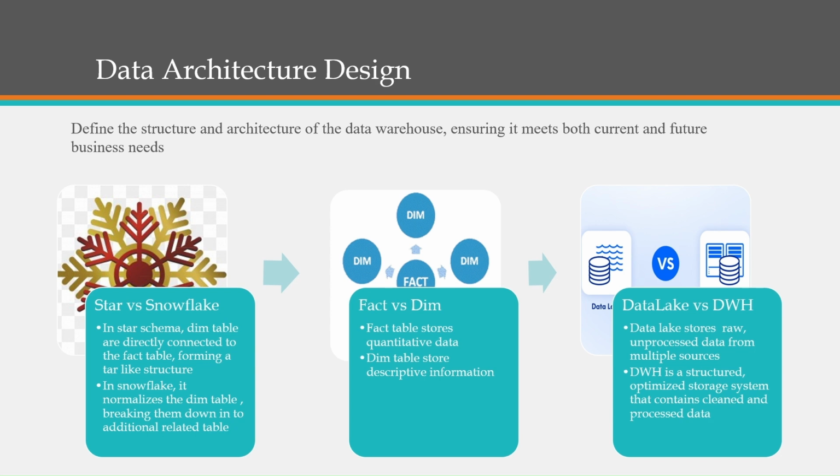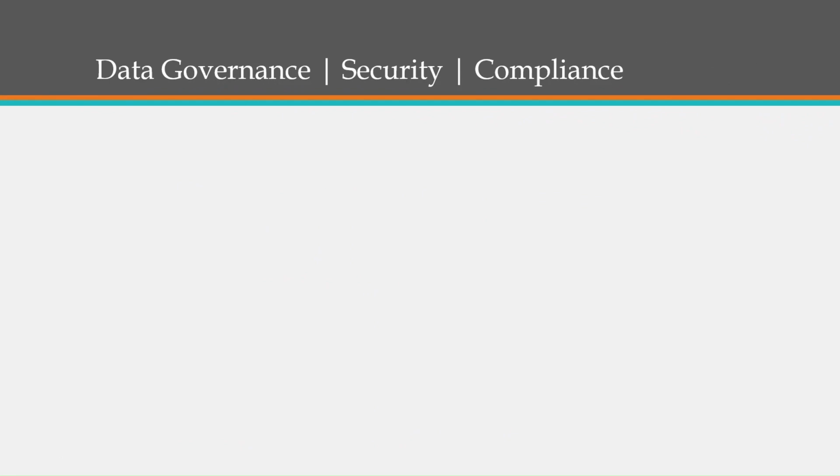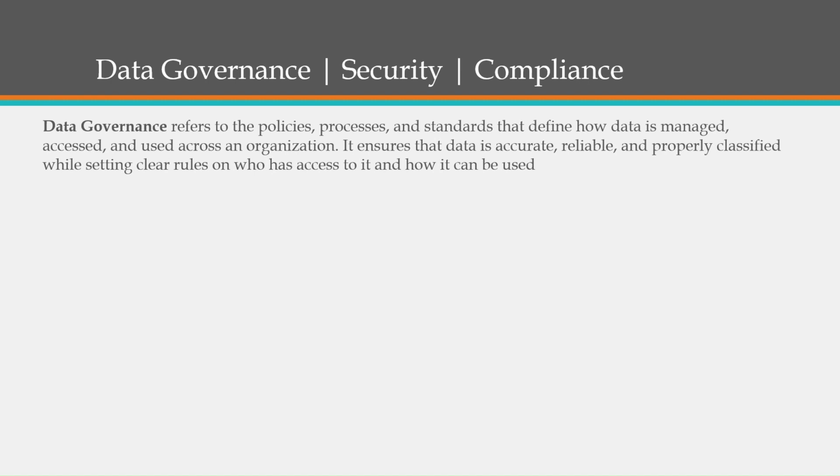It is designed for analytical querying and reporting. Next is data governance, security, and compliance. Data governance refers to the policies, processes, and standards that define how data is managed, accessed, and used across an organization. It ensures that data is accurate, reliable, and properly classified while setting clear rules on who has access to it and how it can be used.